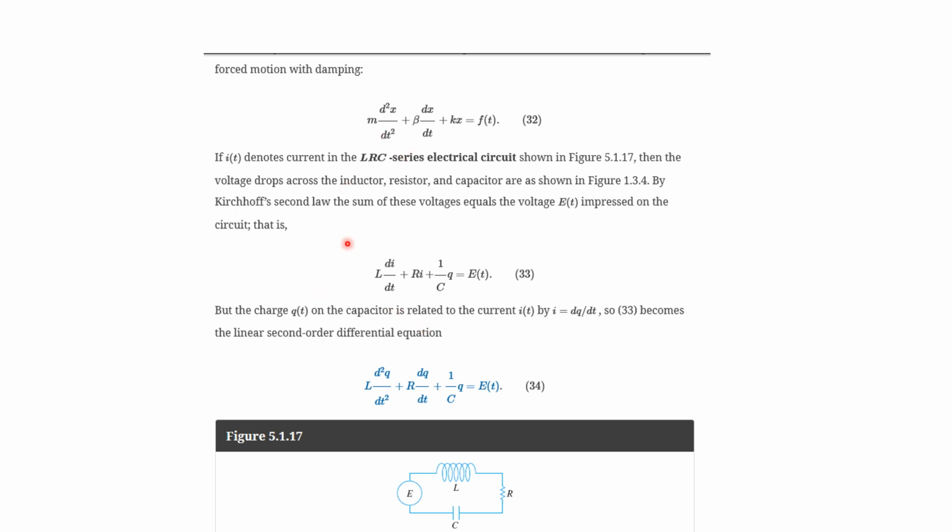So you see the role of the mass is played by the inductance. Here's a picture of what the circuit looks like. The role of the damping coefficient is played by the resistance, which is here, and 1 over the capacitance plays the role of the spring constant. So you can see it's really very much the same differential equation to solve.